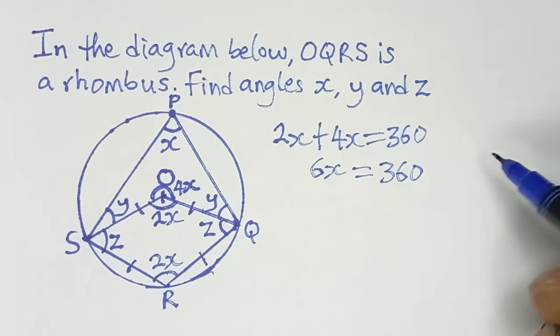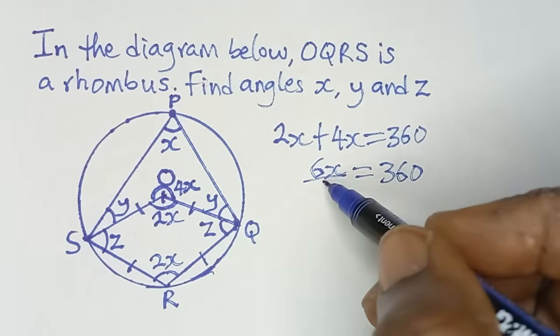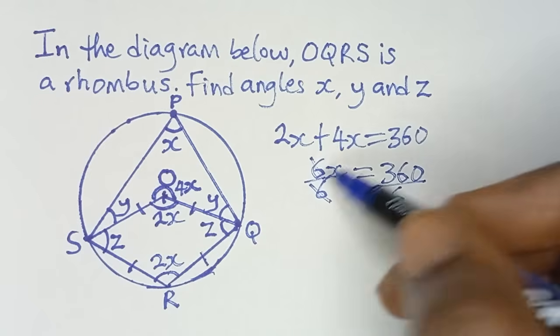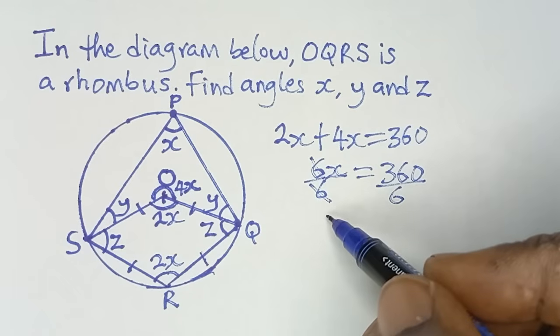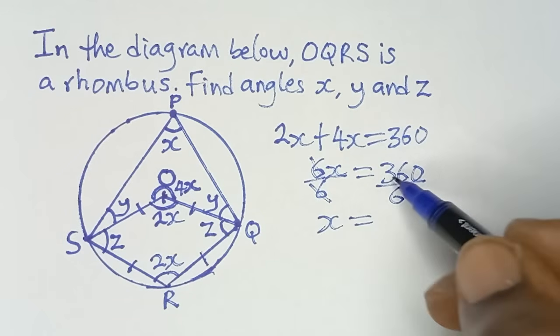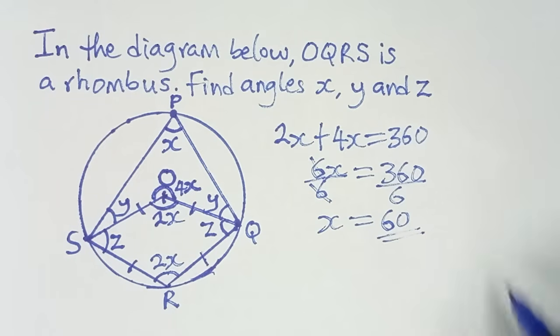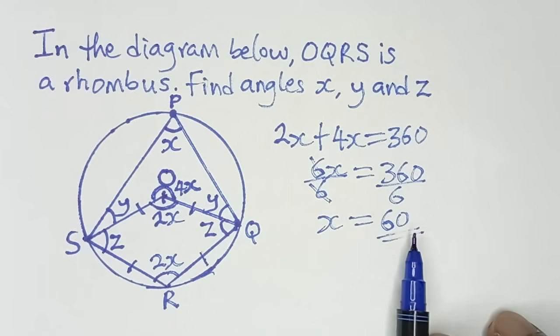So we can now divide both sides by 6. This 6 will cancel 6, and we now have the value for our x as 360 divided by 6, which is 60. So the value for angle x is 60 degrees.